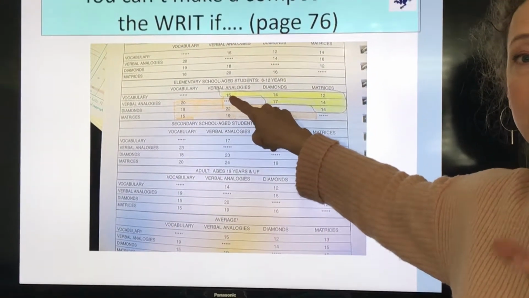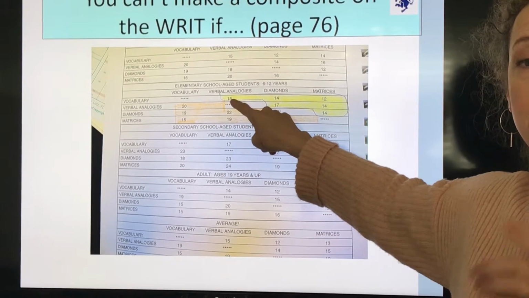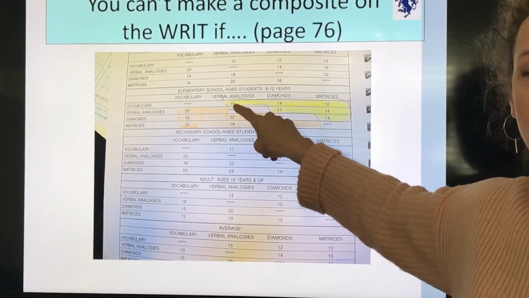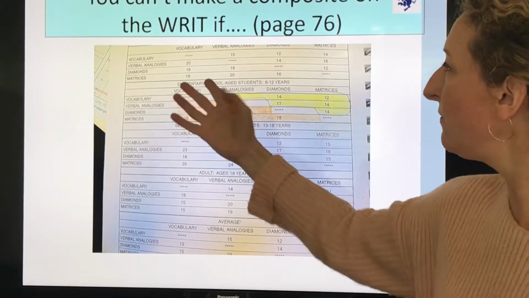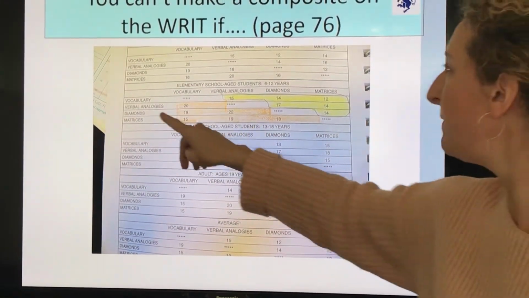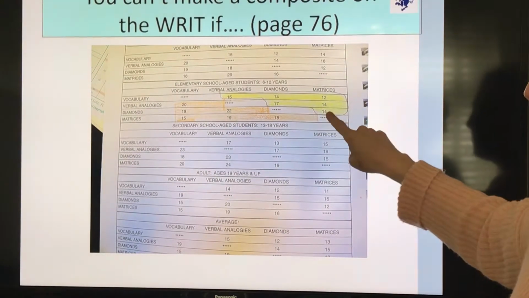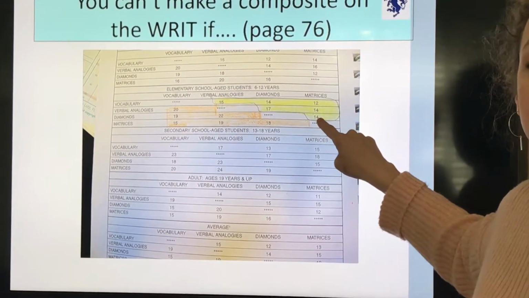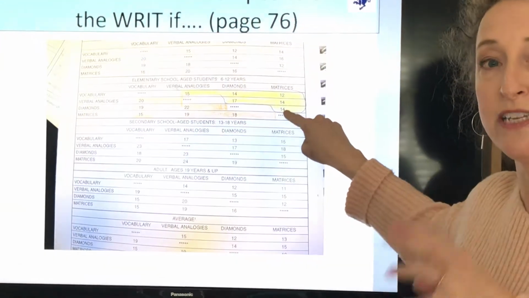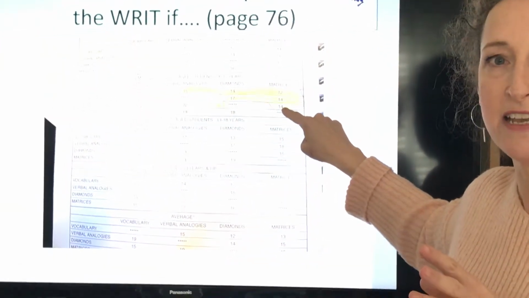If the difference in your scores for your subtests is 15 or more, you can't get a composite because it's too great. So say if I was looking at diamonds and matrices, I look through from diamonds to matrices and the score's 14. That means if the difference between them is 14 or more, I can't get a composite.